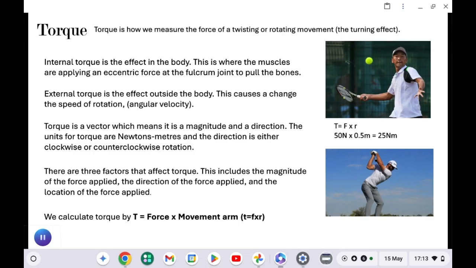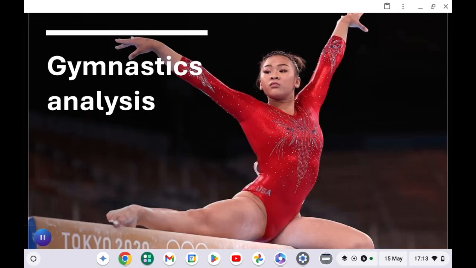We can find the torque the same way as we did before, by doing 100 newtons times 0.7 meters, which gives us a total of 70 newton meters. This is the internal force from the muscles that generates a larger acceleration in the swing by rotating the arm during the execution of the shot. Gymnastics analysis.